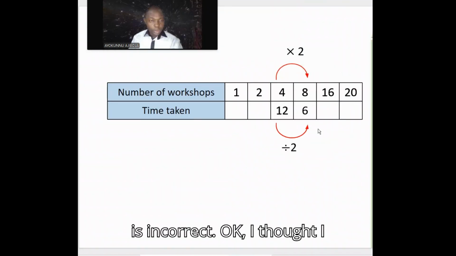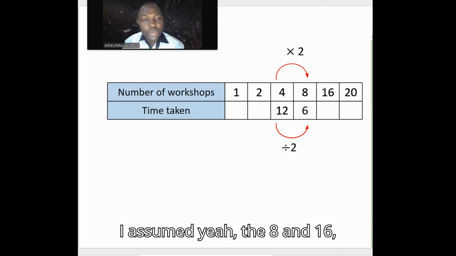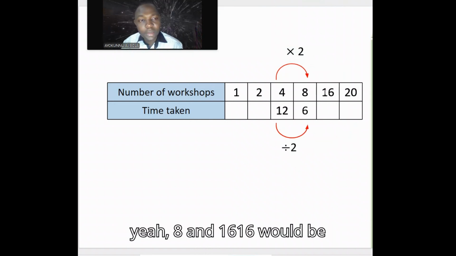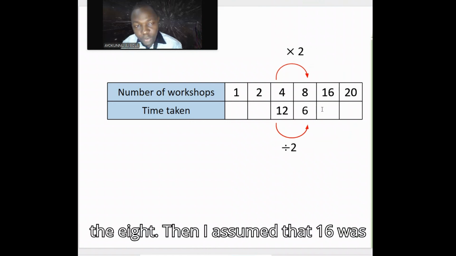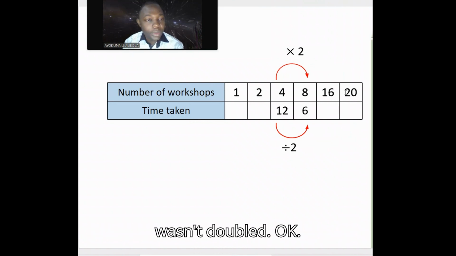I said something at the top there which is incorrect. I assumed the 8 and 16. Yeah, 8 and 16. 16 would be 3 hours because you divide 6 by 2 from the 8. Then I assumed that 16 was doubled for the next column, but it wasn't doubled. Okay.